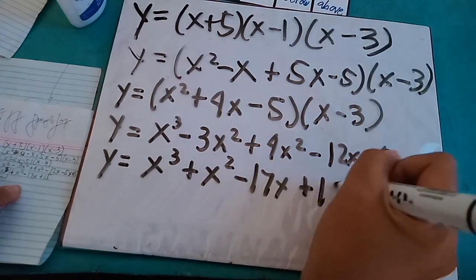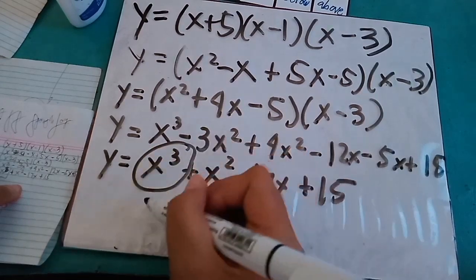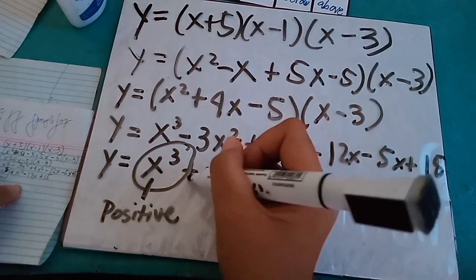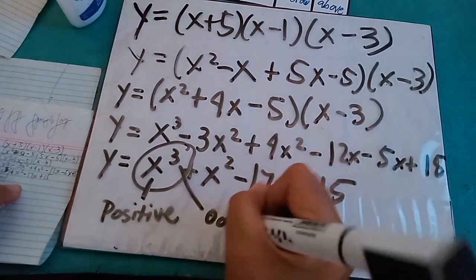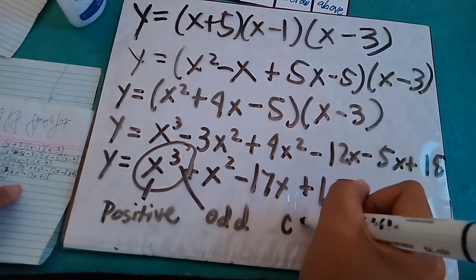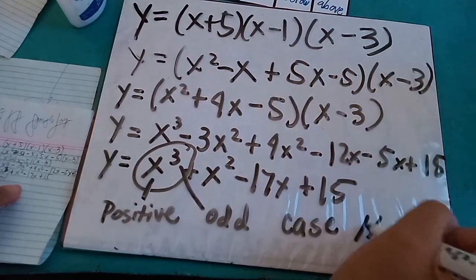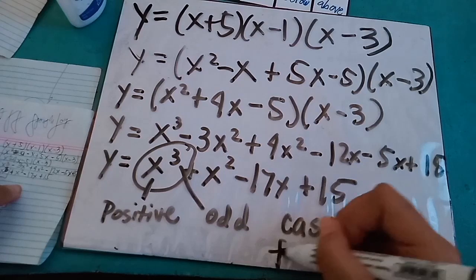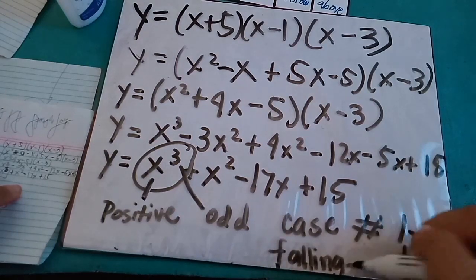In our example, we had a leading term of x raised to 3. So it has a positive leading coefficient and an odd degree. So we have case 1, falling to the left and rising to the right.